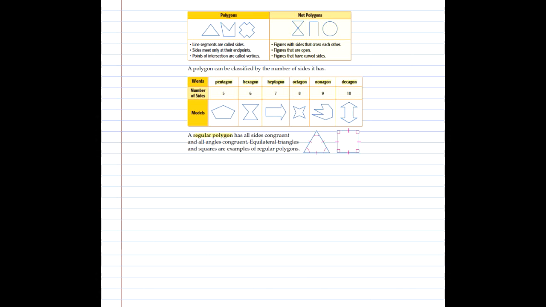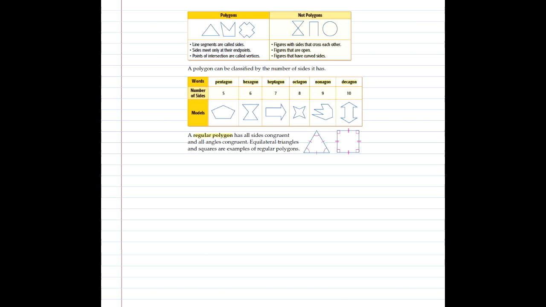Polygons can be classified by the number of sides they have. For example, a 5-sided polygon is a pentagon, a 6-sided polygon is a hexagon, a 7-sided polygon is a heptagon, an 8-sided polygon is an octagon, a nonagon is a 9-sided polygon, and a 10-sided polygon is a decagon. And you'll notice that in these particular models, none of these are what we would call a regular polygon. Because a regular polygon has all sides congruent and all angles congruent.